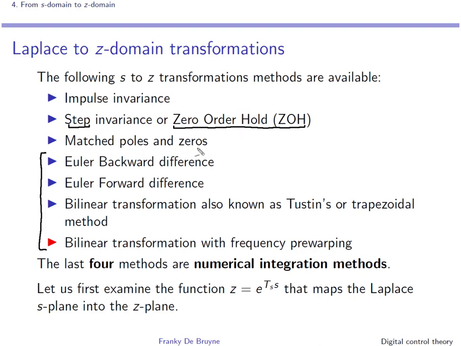This third method here matches the poles and zeros in the Z and S domain using this relation. Z is the exponential of TSS. And it makes sure that the DC gain is the same for the transfer function in S and the transfer function in Z. Before we go any further, we return to this relation. Z is the exponential of TSS, and it is a relation that maps the Laplace S plane in the Z plane, and it's also a review of something that we have seen in last year's course, Signals and Systems.